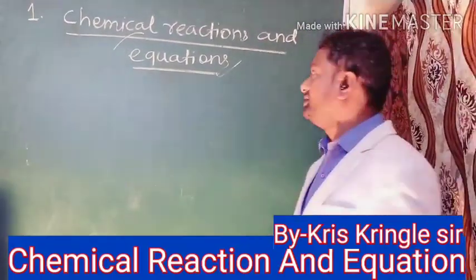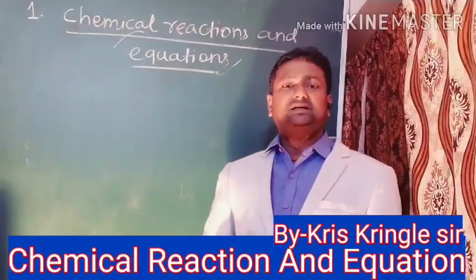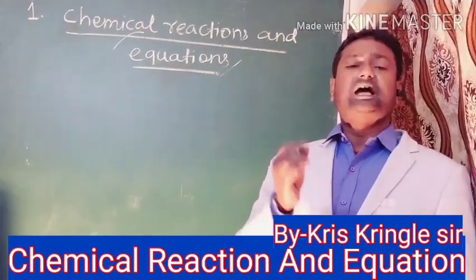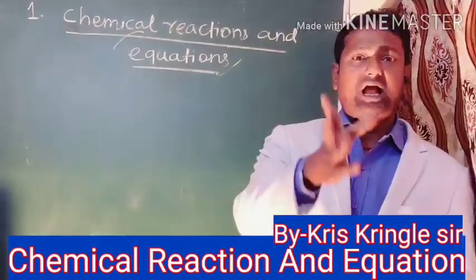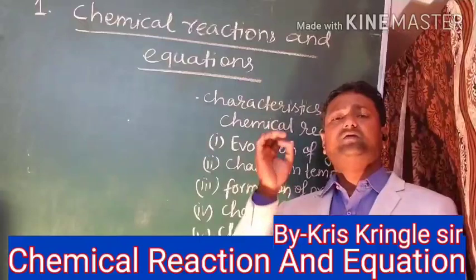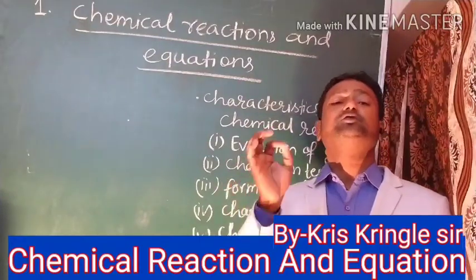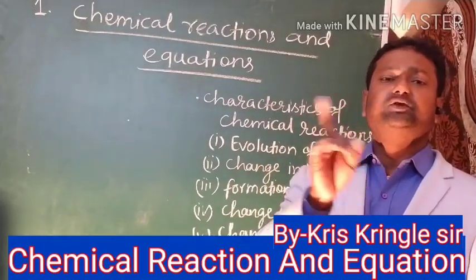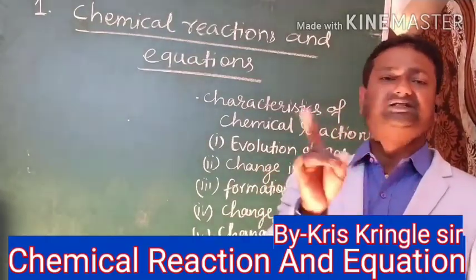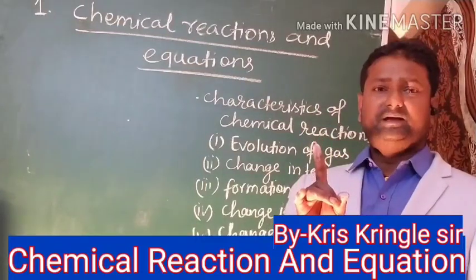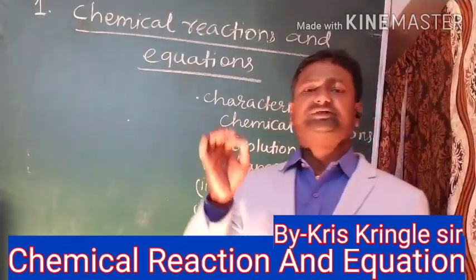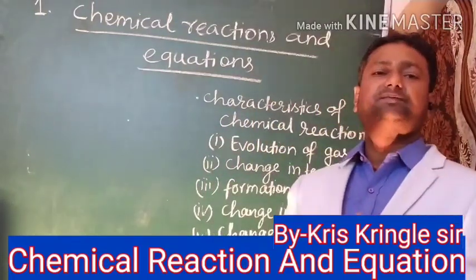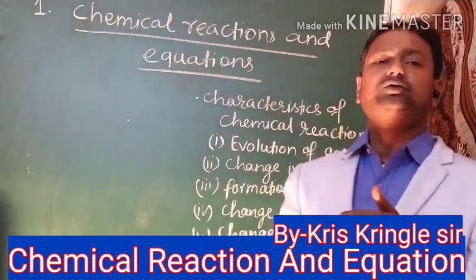What is chemical change? Let us know. Chemical change is the change in which one or more than one type of new substances are formed. One or more than one type of new substance with new properties are formed. If new substances with new properties are not formed, then that is not a chemical change. In order to say a change is a chemical change, there must be the formation of a new type of substance with new properties.